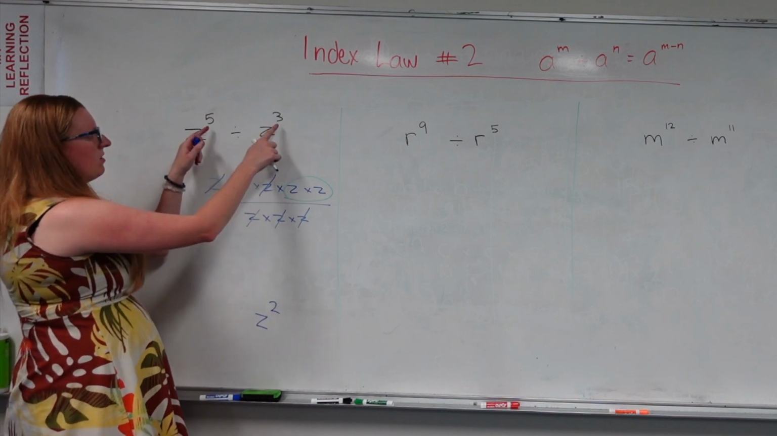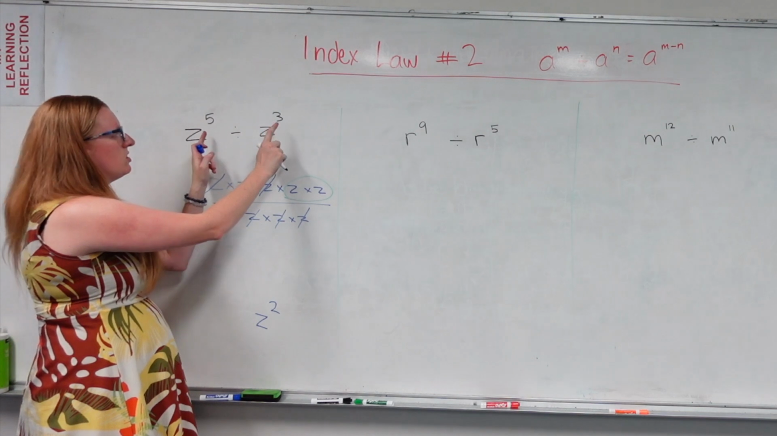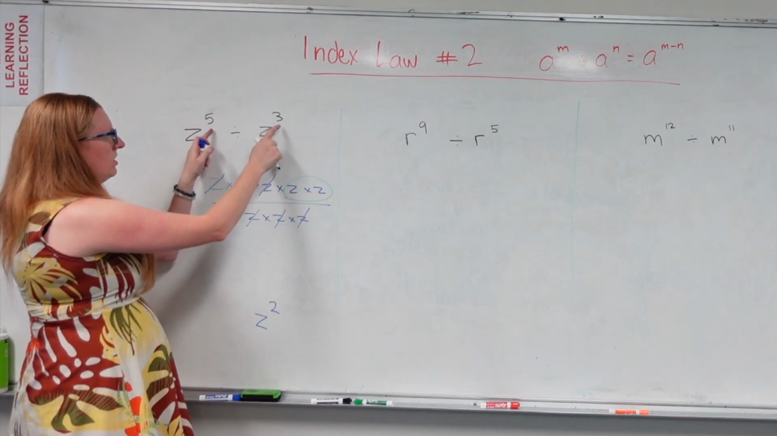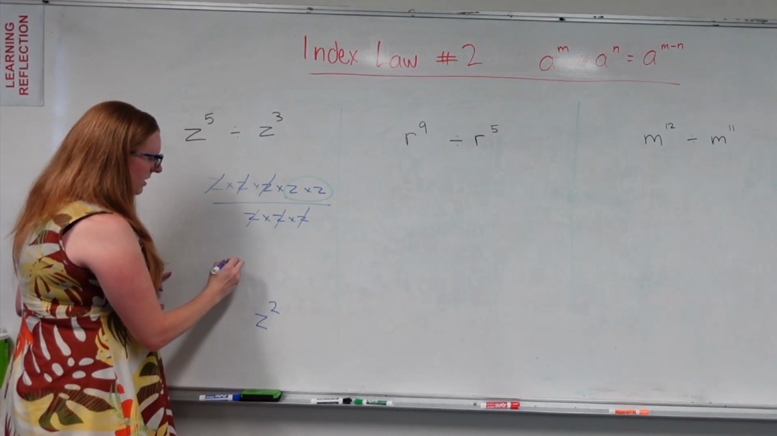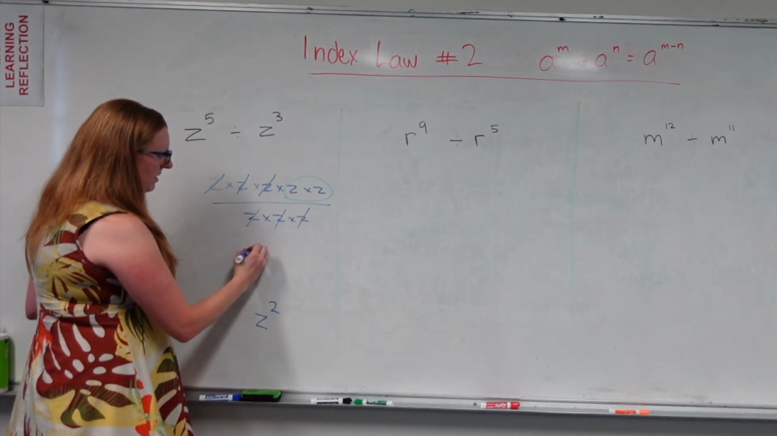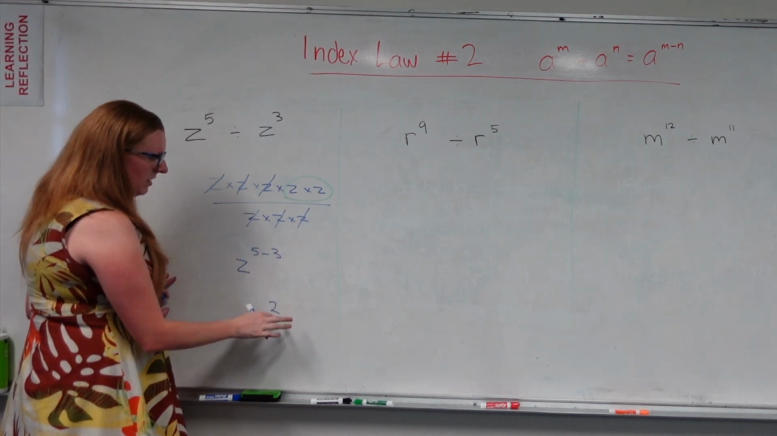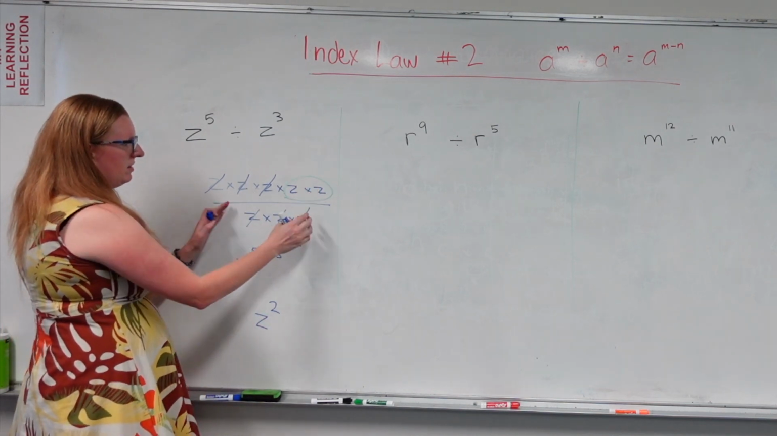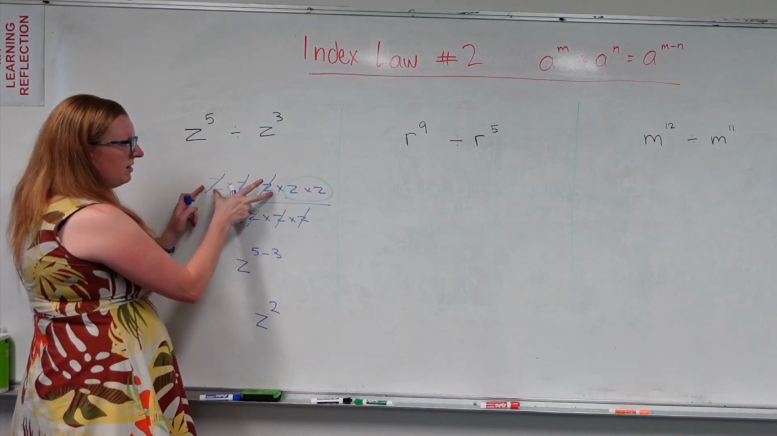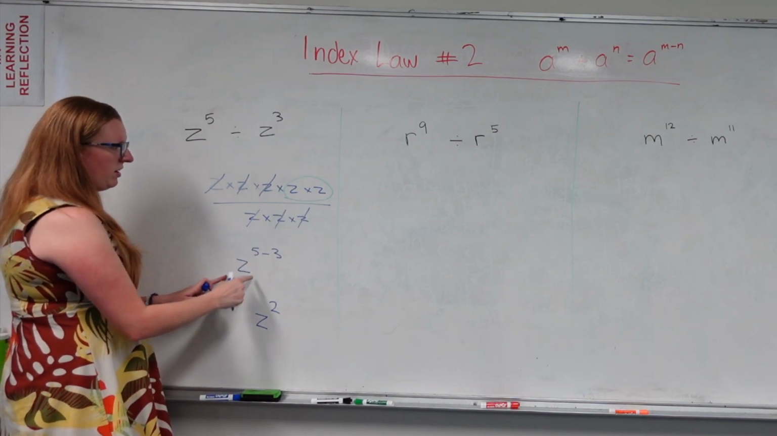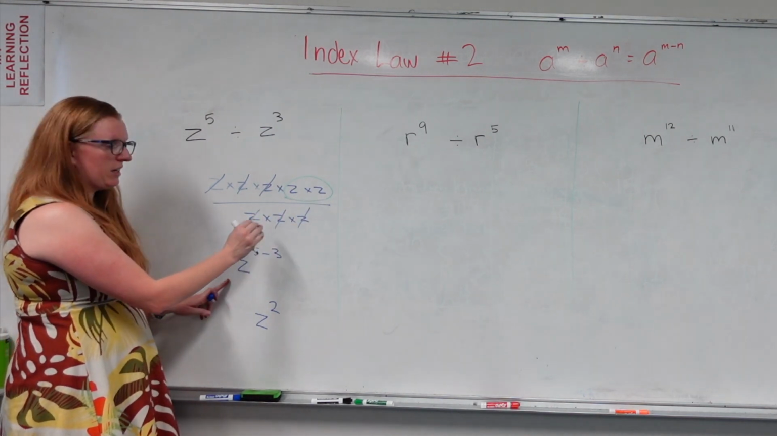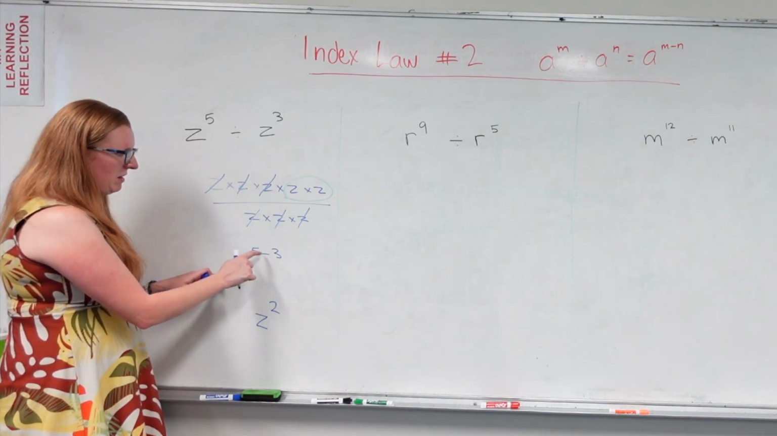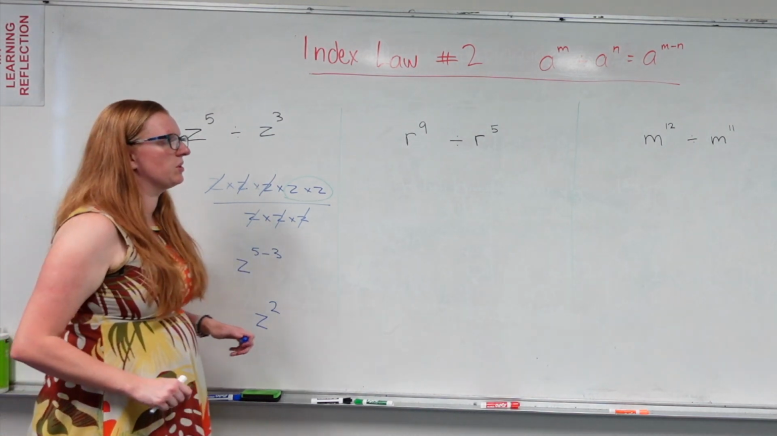But let's have a look. Is there a faster way that I could get down to that answer just by looking at my indices? If I were to go z to the power of 5 minus 3, I'd get 2, because that's exactly what has happened. I've had the 5 here and I took away 3, so I'm left with 2. So I don't have to bother writing the expanded form. I could just jump straight to z to the power of 5 minus 3 equals 2.